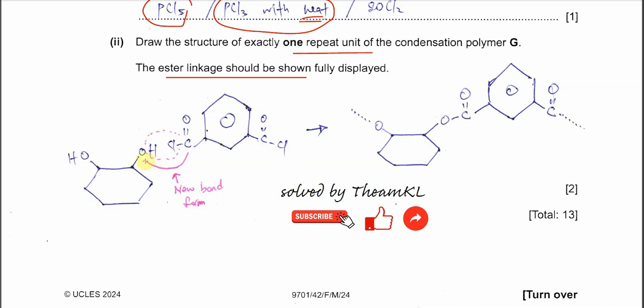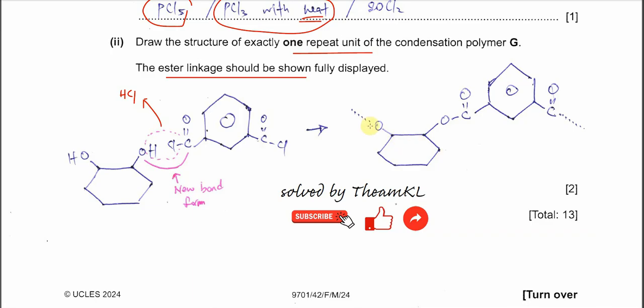It's a reaction between the OH and this COCl. The HCl is combined and removed. After that, the C and O form a new bond here, which means it will form the ester linkage between these 2 monomers. So eventually it can form this repeat unit.